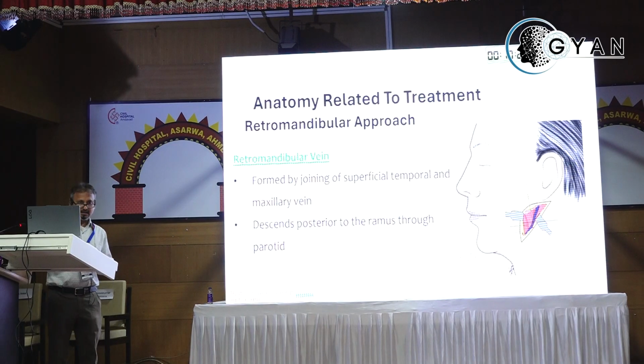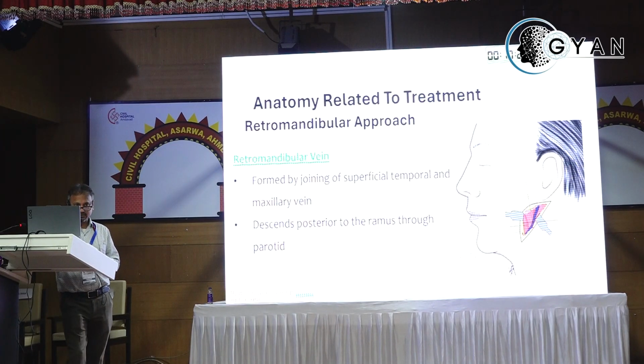Right? And anatomy related to the retromandibular approach. What you will face here is your retromandibular vein and a different part of your facial nerve. The retromandibular vein is formed by the superficial temporal vein and the maxillary vein. It descends posterior to the ramus into the substance of the parotid.